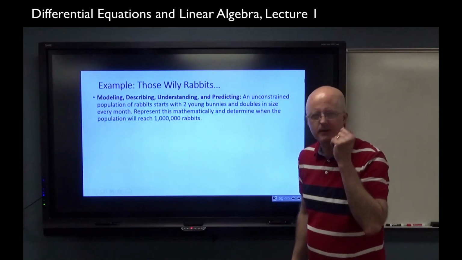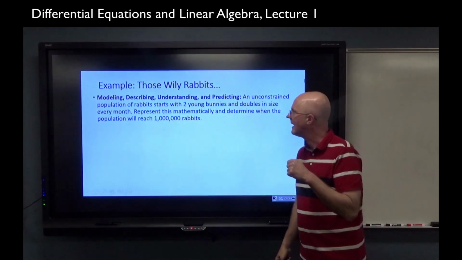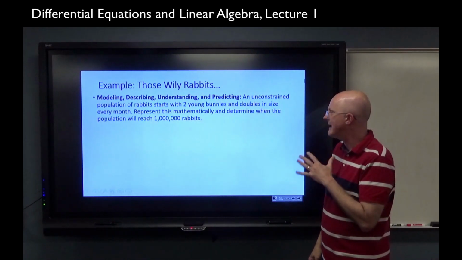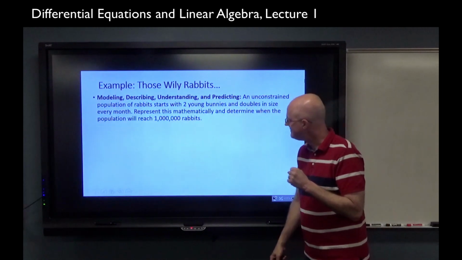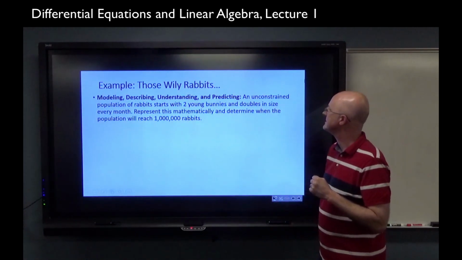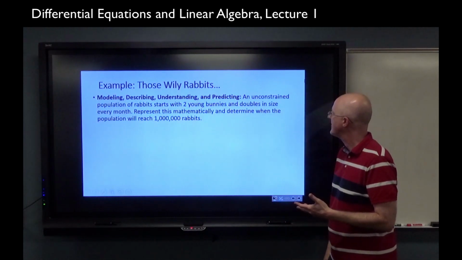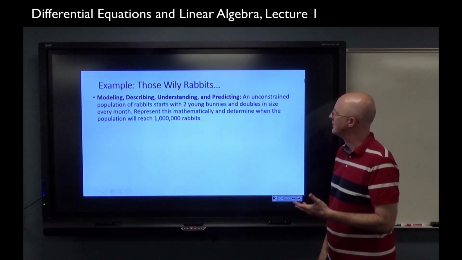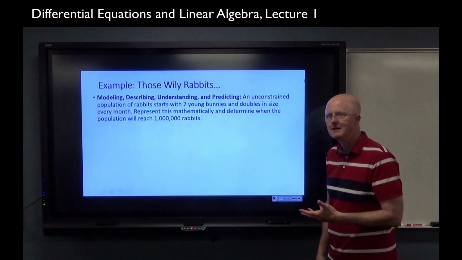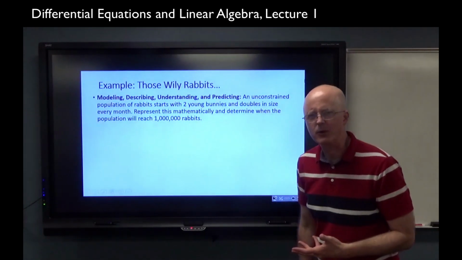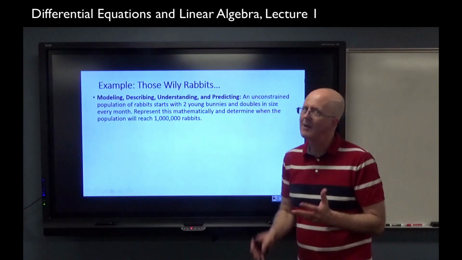Actually, I did do a little bit of looking into how fast rabbits reproduce. And this is actually maybe not too far off the mark, at least in unconstrained situations. Our goal here is to represent this mathematically and determine when the population will reach 1 million rabbits. Would that really happen? Would it really reach 1 million rabbits? Probably not in real life, okay?